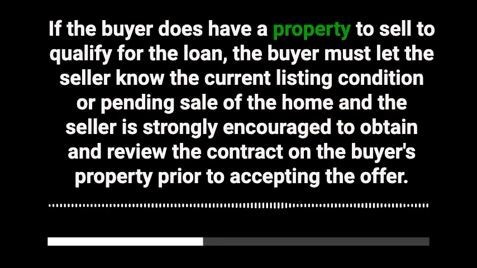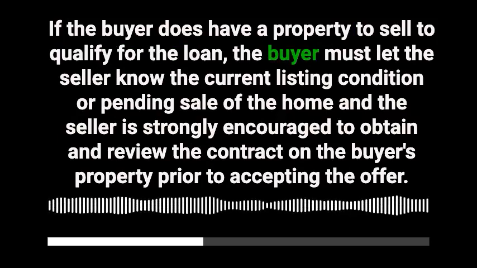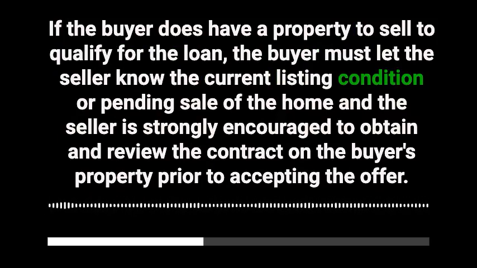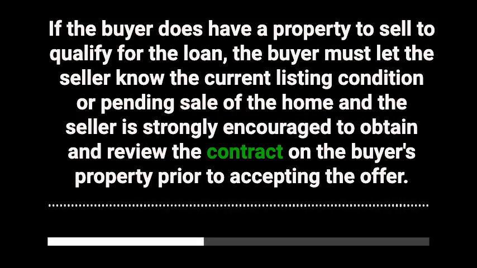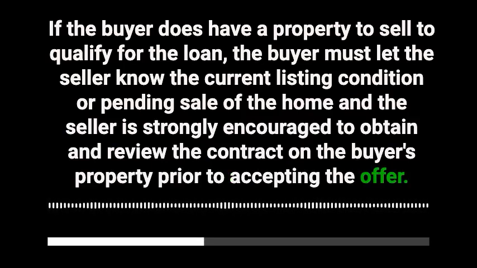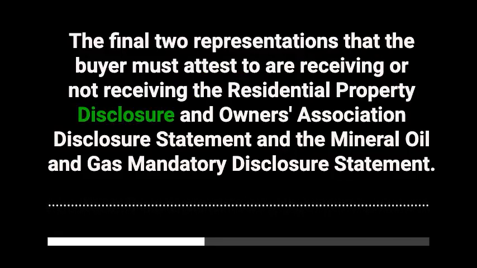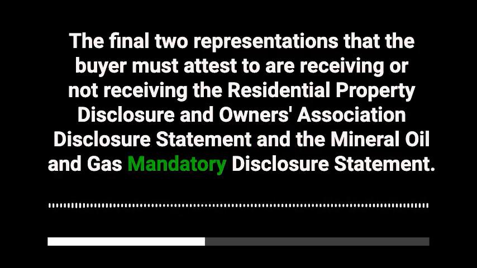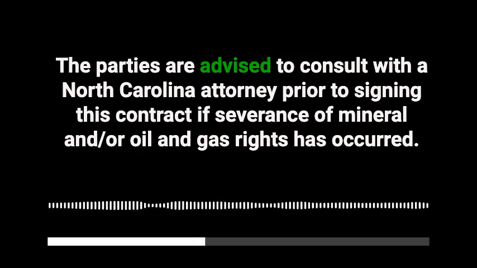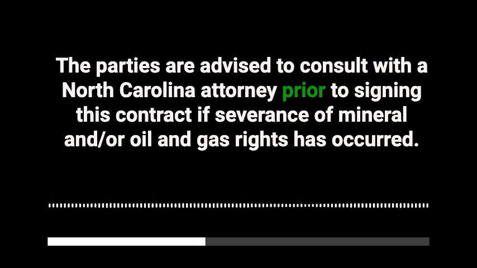If the buyer does have a property to sell to qualify for the loan, the buyer must let the seller know the current listing condition or pending sale of the home, and the seller is strongly encouraged to obtain and review the contract on the buyer's property prior to accepting the offer. The final two representations that the buyer must attest to are receiving or not receiving the residential property disclosure and owner's association disclosure statement, and the mineral oil and gas mandatory disclosure statement. The parties are advised to consult with a North Carolina attorney prior to signing this contract if severance of mineral or oil and gas rights has occurred.